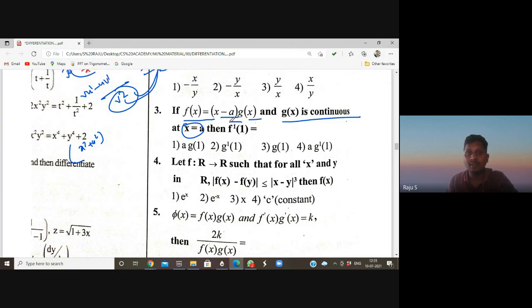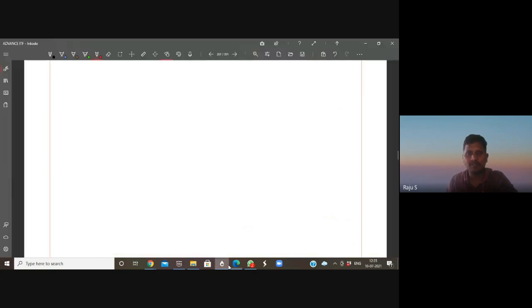Okay, here they are asking f dash of 1. Sorry, first to find f dash of x. F dash of x is equal to, shall I write, the limit as x tends to a of f of x minus f of a by x minus a. Yes, this is the formula I'm taking. The function f of x is differentiable at x equal to a is given by this formula. But I want to find f dash of x. For that, f dash of x is equal to the limit as x tends to a.